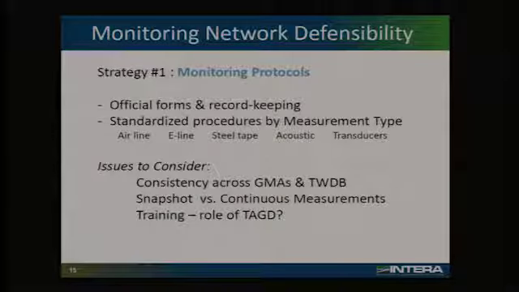Obviously, some issues to consider would be the consistency across GMAs and with TDUB, and considering, are we taking snapshot measurements versus continuous measurements? Like I said, if you're doing a one-time measurement, that's a completely different protocol than if you're putting in a transducer for continuous measurements. So then you have to say, what is your sampling time period? How often do you have to go check that?